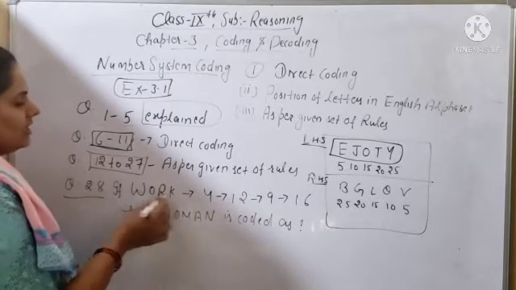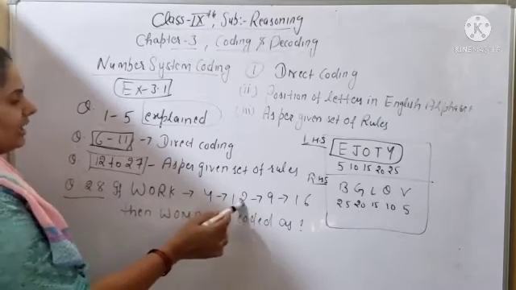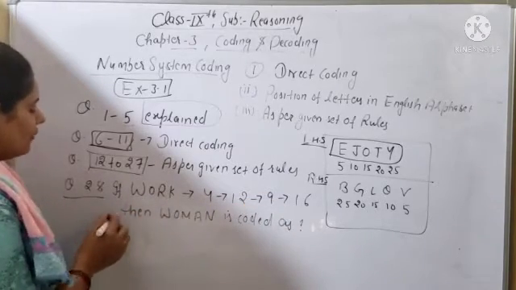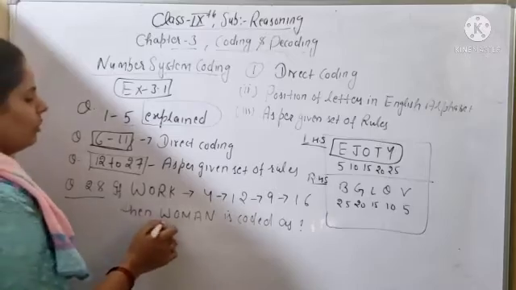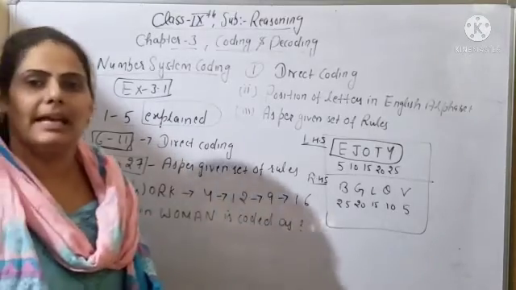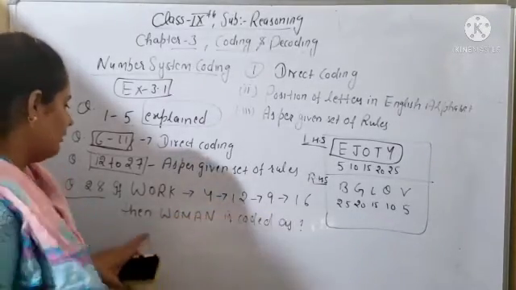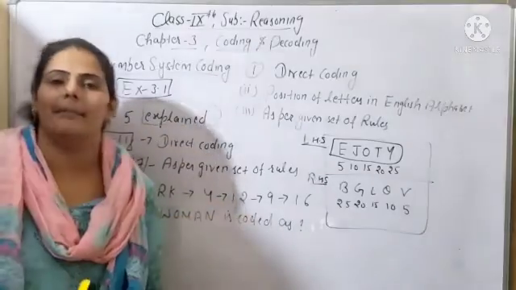It means W is denoted by 4, O is denoted as 12, R is denoted by 9, K is 16. So you have to find out then what is the code of WOMAN. Okay, if WORK is coded as 4, 12, 9, 16, then what will be the code of WOMAN?